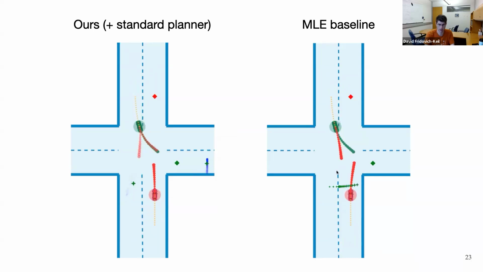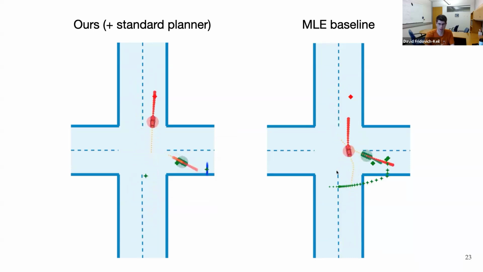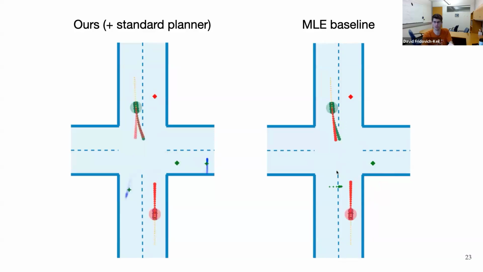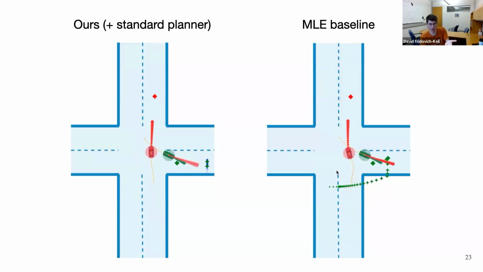Whereas I'll just show it again. Anyway, on the left we're slowing down just enough so that we don't have to make this late avoidance maneuver. On the right, we can't do that basically.